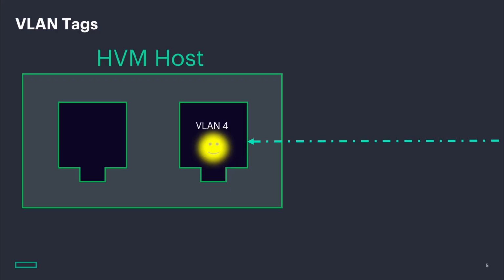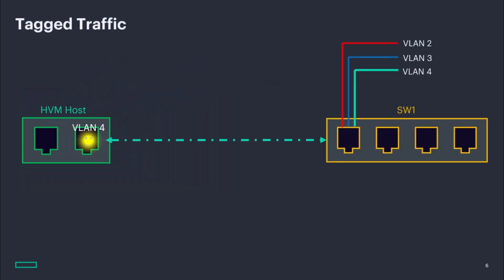A VLAN tag is like a badge attached to a piece of data that tells the network, this data belongs to a specific group. Only deliver it to members of that group, even though all the data travels through the same physical wires. Now, when a packet is tagged by the device, the switch will allow it to pass, provided that VLAN tag is allowed through that port on the switch.